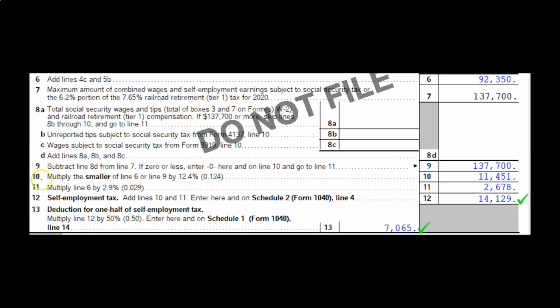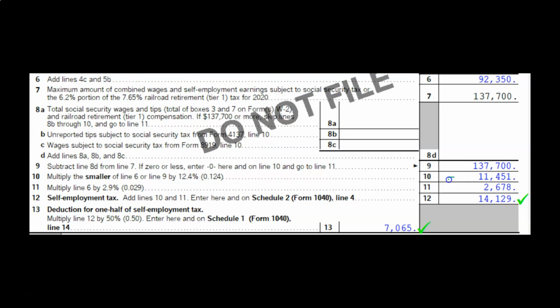So then line 10, multiply the smaller of line 6 or line 9 by the 12.4. That's the Social Security portion. That's the 6.2 times 2, 6.2 being the employee portion, times 2 gives you both the employee and employer portion. And then we've got to multiply line 6 by the 2.9. That's the Medicare portion. 1.45 employee times 2 gives us the 0.029, or 2.9%.